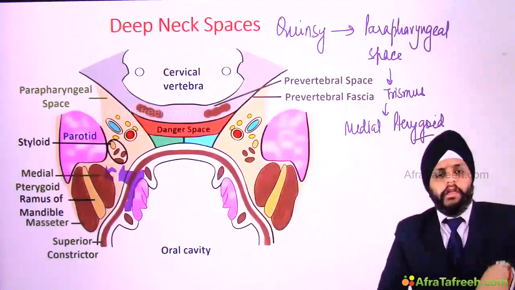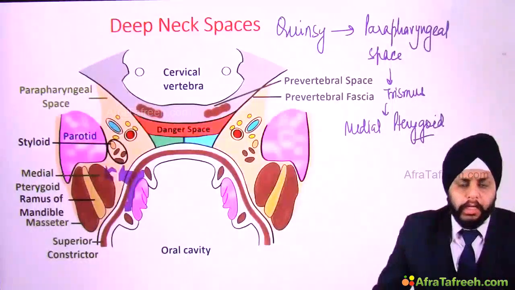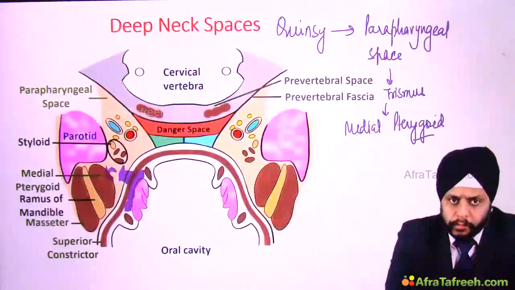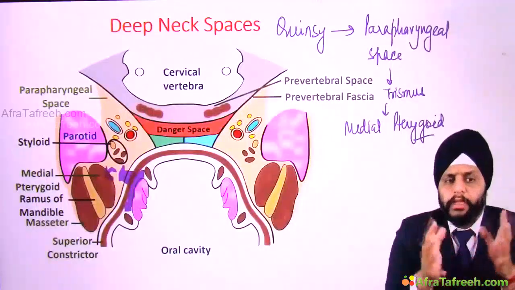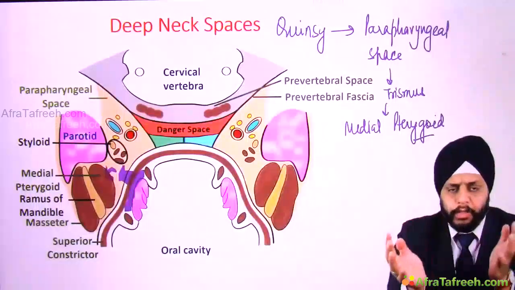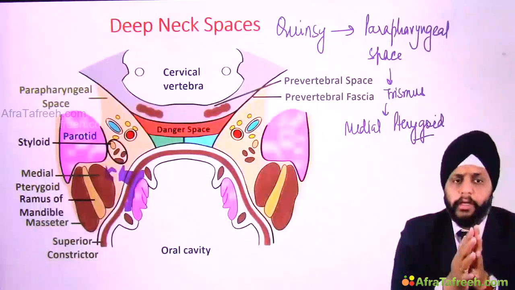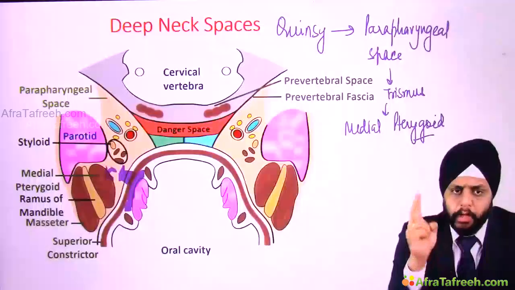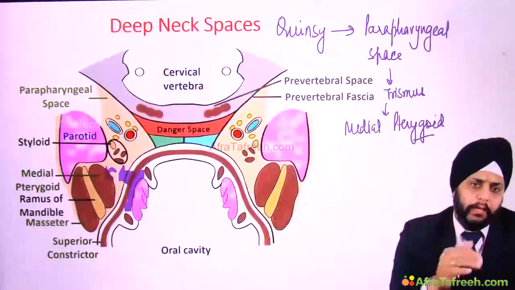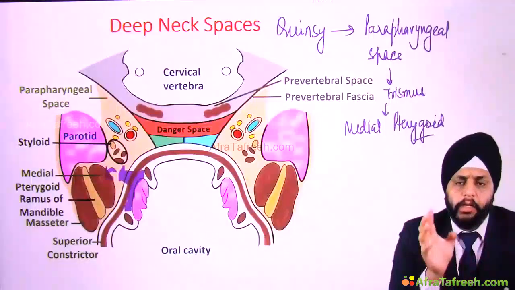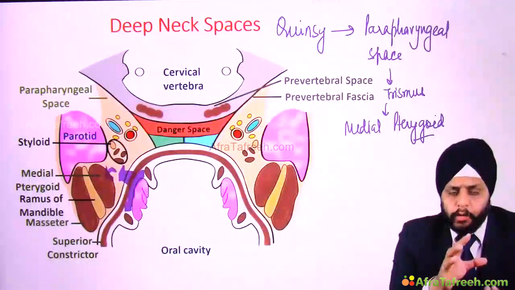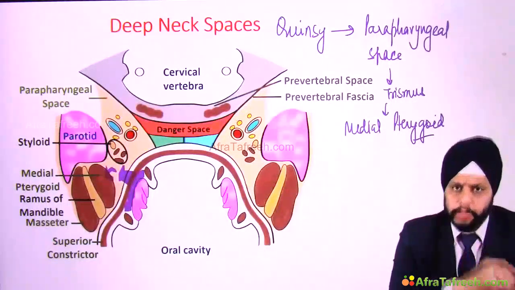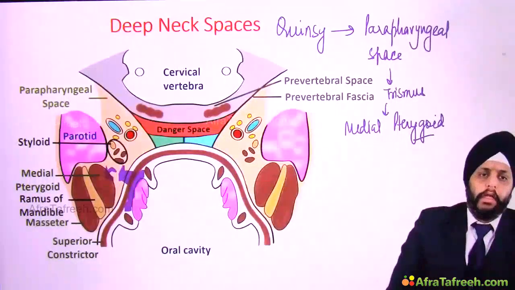So as I was telling you, the medial pterygoid muscle is the most common masticatory muscle causing trismus. There may be situations where other muscles, or all of them, are causing trismus, but the most important is the medial pterygoid. Parapharyngeal space, medial pterygoid is involved. Quinsy once again involves the parapharyngeal space and then the medial pterygoid. So again, the abscess can cause trismus because of involvement of the medial pterygoid muscle. Clear? Okay, let's go ahead.